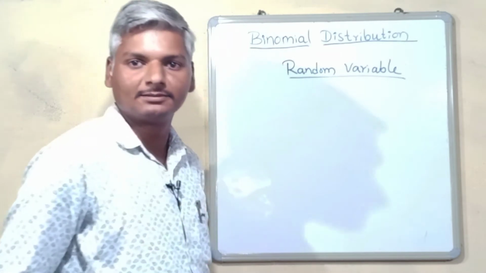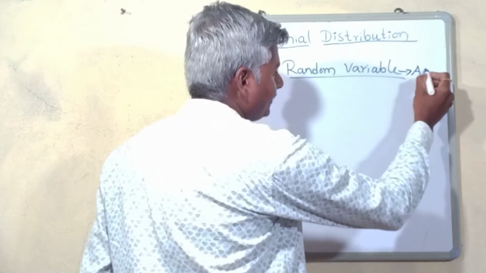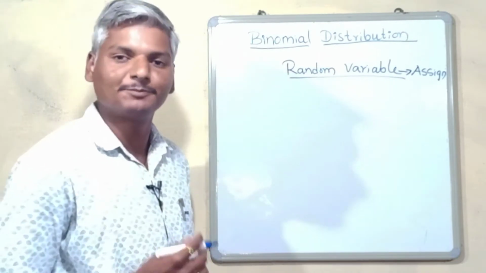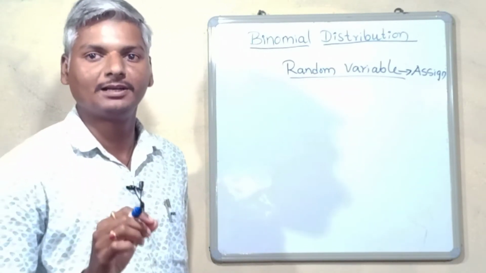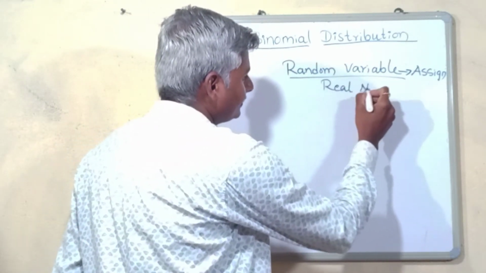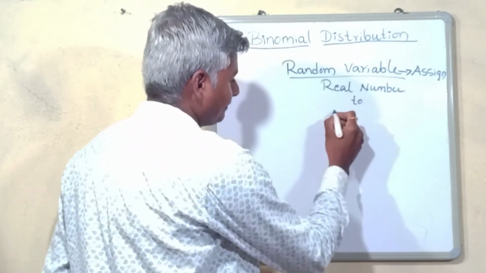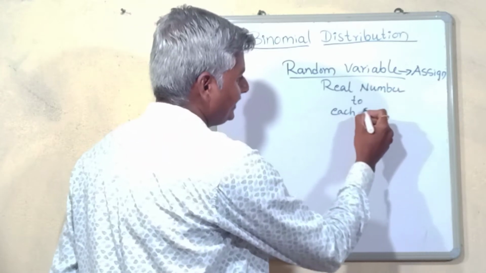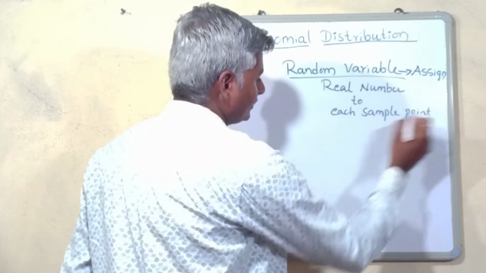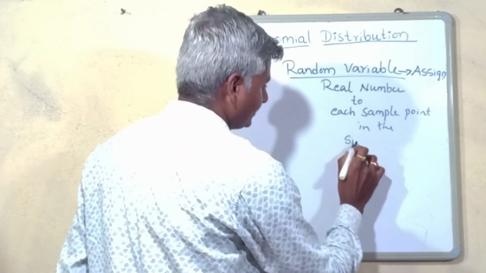Random variable is a function which will assign a real number to each sample point in the sample space.